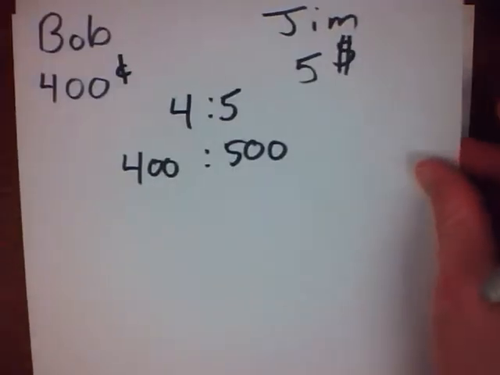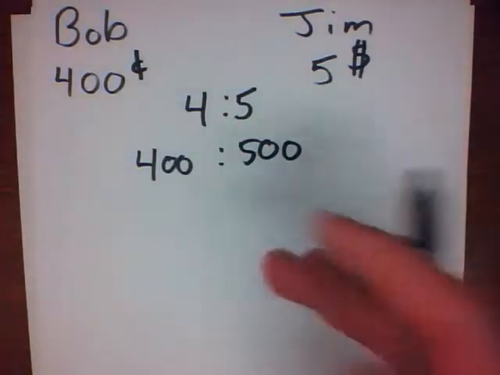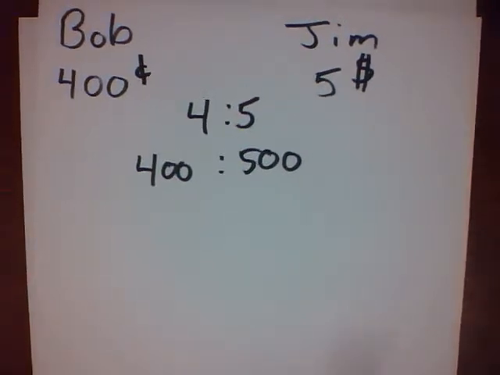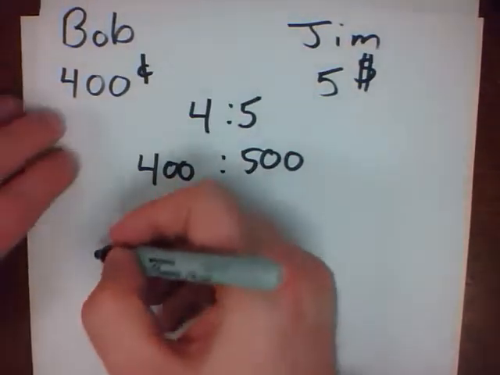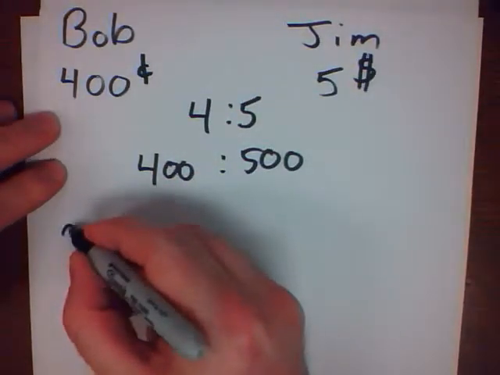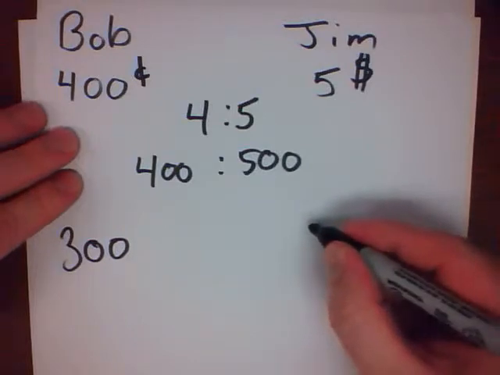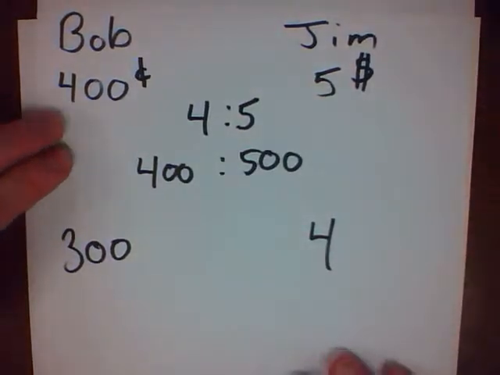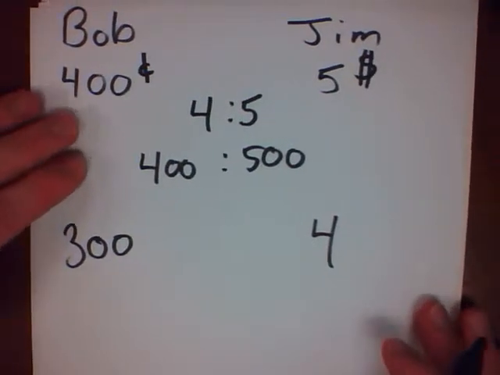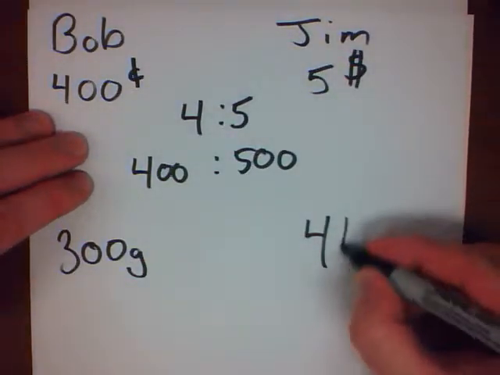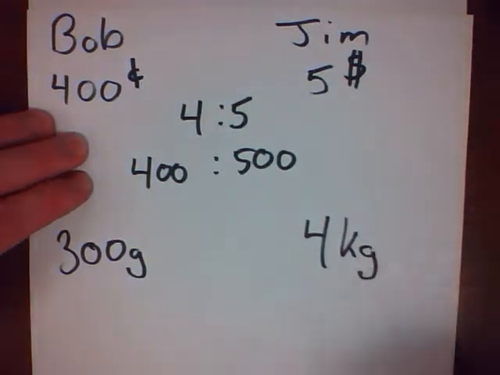Let me give you another example. Bob and Jim are going to be competing once again. This time, Bob comes and says, I have 300 of candy. And Jim says, I have 4 of candy. 300 what? For what? Well, what if he had 300 grams of candy and Jim had 400 kilograms of candy?